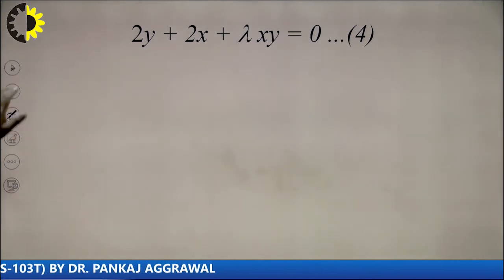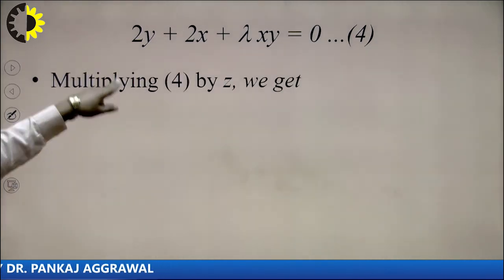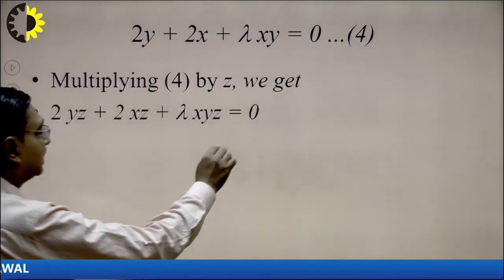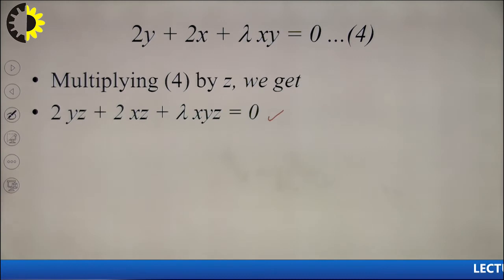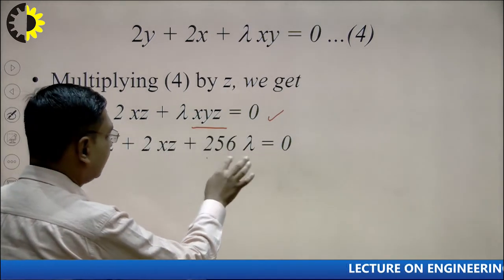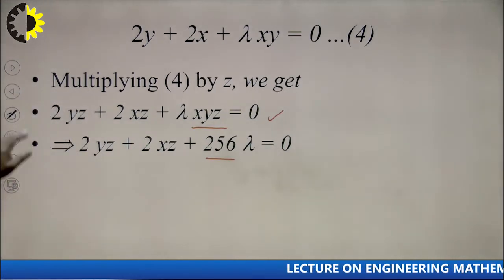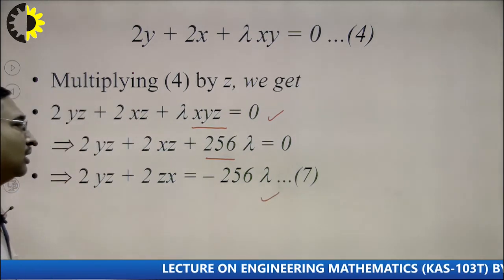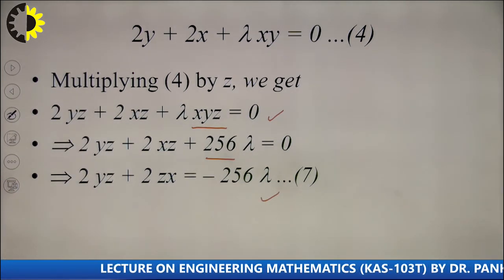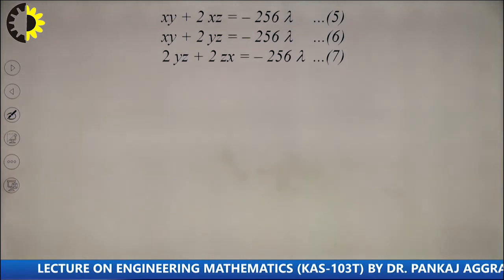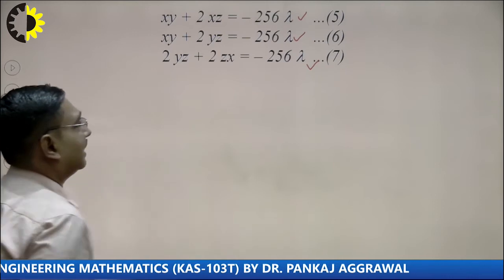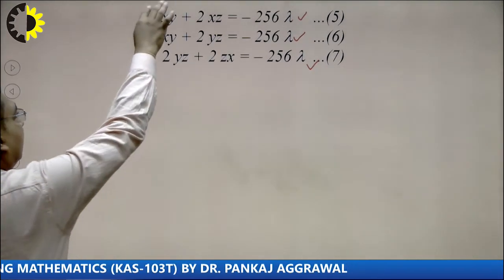Again, from the fourth, I multiply this equation by z. I get 2yz plus 2xz plus lambda times xyz equal to 0. This xyz will again be replaced by 256 and it will give us 2yz plus 2zx equal to minus 256 lambda. In this manner, the value of minus 256 lambda is calculated thrice in the form of these left hand sides.